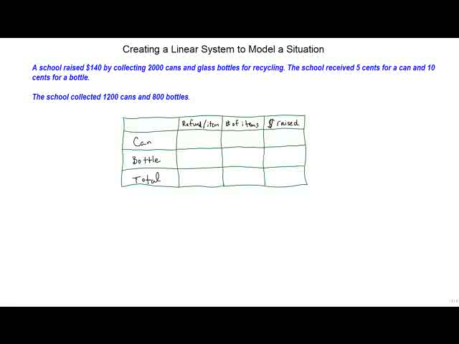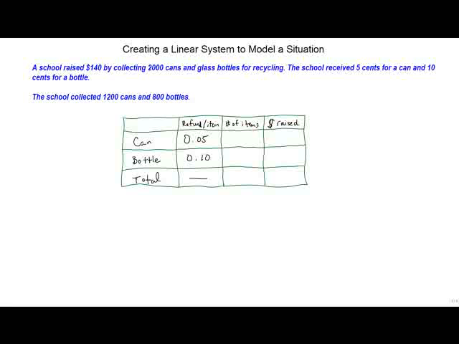So using the information from the situation in the text above, we're going to fill in this table. We know that the school receives 5 cents for a can, so in our refund per item column, they're going to receive 5 cents. Next to it, they receive 10 cents for every bottle. And the total row does not apply to this refund per item column, so we'll just leave that blank.